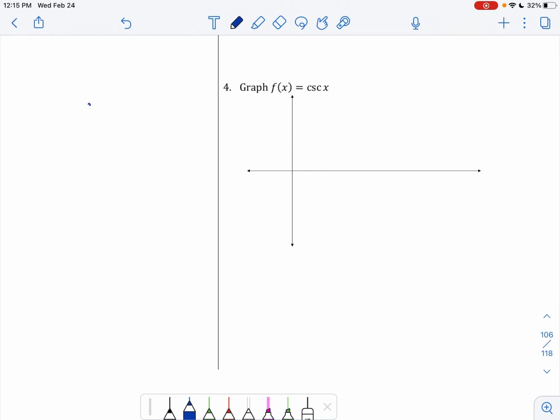Cosecant is similar logic. If you remember, cosecant of x is 1 over sine. So I'm going to start the exact same way as I would with sine. Mark the amplitude, 2 pi, divide by 4. And in this case, I'm going to mark my asymptotes here at 0, pi, and 2 pi. And remember, the graph of sine has the roots and then goes up and down. So graph of sine would look like this.